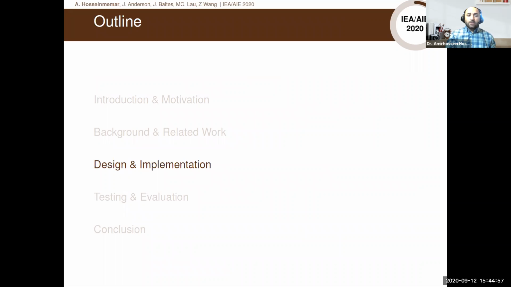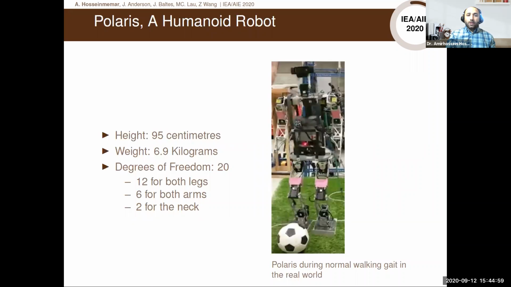Now let's have a look at the design and implementation of our robot. Our robot is called Polaris, and his height is 95 centimeters with a weight of 6.9 kilograms. It has 20 servo motors, 12 of which are on both legs, 6 of them on both arms, and 2 of them on the neck.